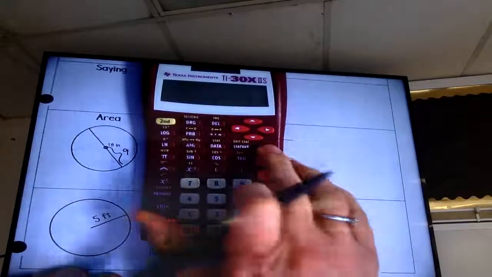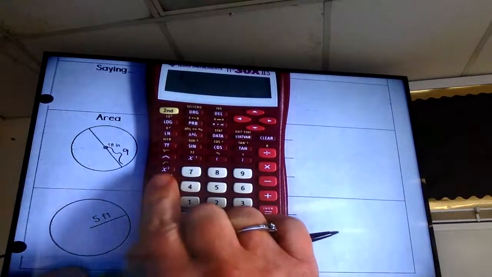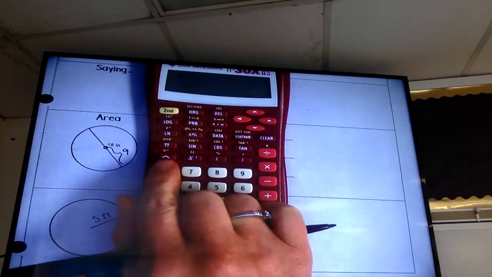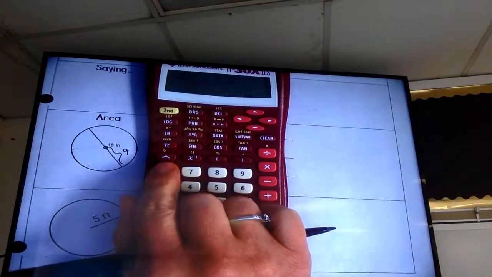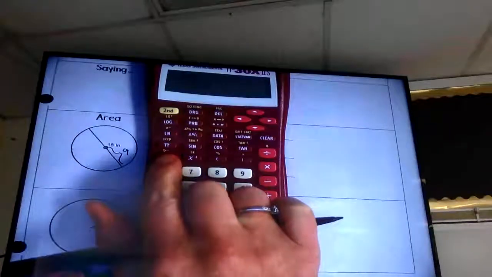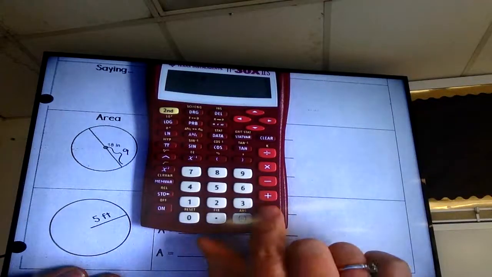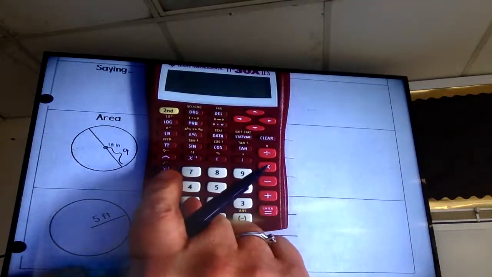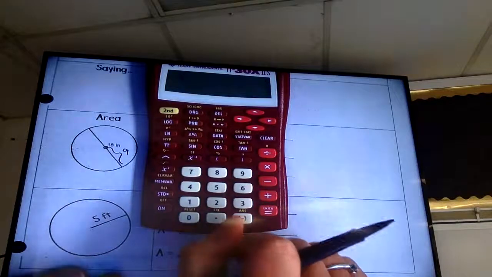So again, on your calculator, the square button is the x with the little 2. See if you can find it on your calculator if it's different. The key above it, you can use for any exponent. So let's say you had 2 to the 5th power, I could enter that and it would give me my answer. But since we're just using squared for area, we can always just use this x squared button.